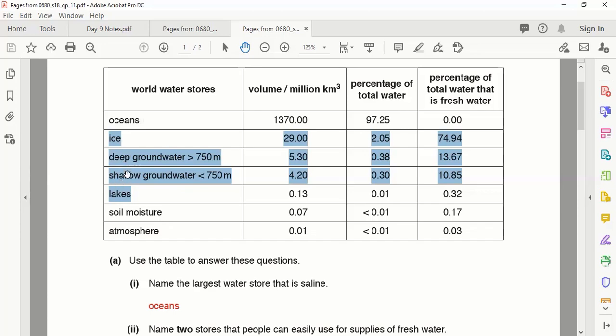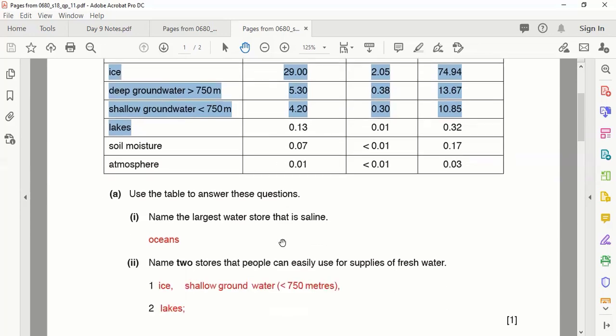What do you think from these 4, which are in easy approach of the people? Which 2? Shallow groundwater and lakes. Very good. Ice you can say, but no problem. Both are good. Okay. Any confusion?